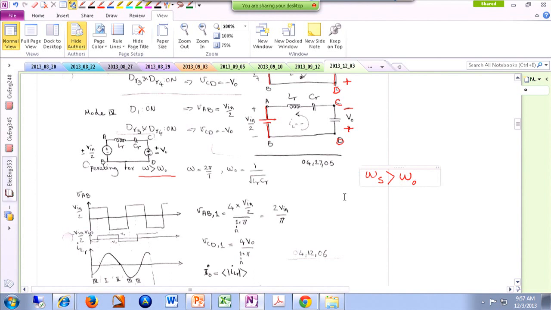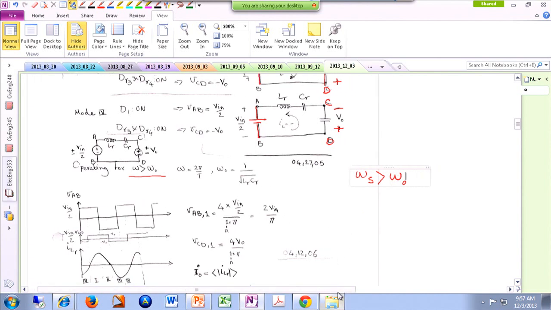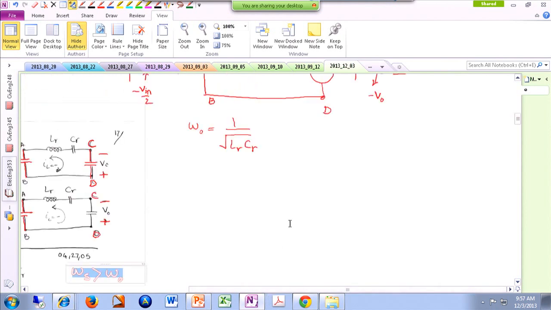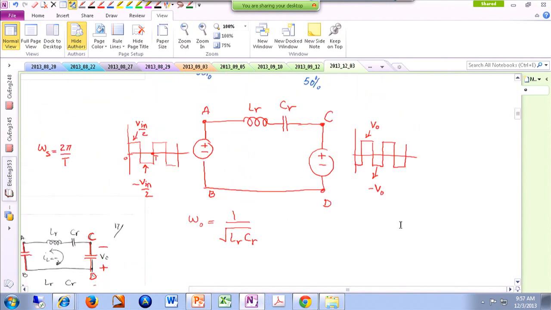All right. So let's look at some of the waveforms. Again, you are looking at a periodic waveform on the input side, and a periodic waveform on the output side. What you can do is break down these periodic waveforms into their fundamental sinusoidal harmonic.